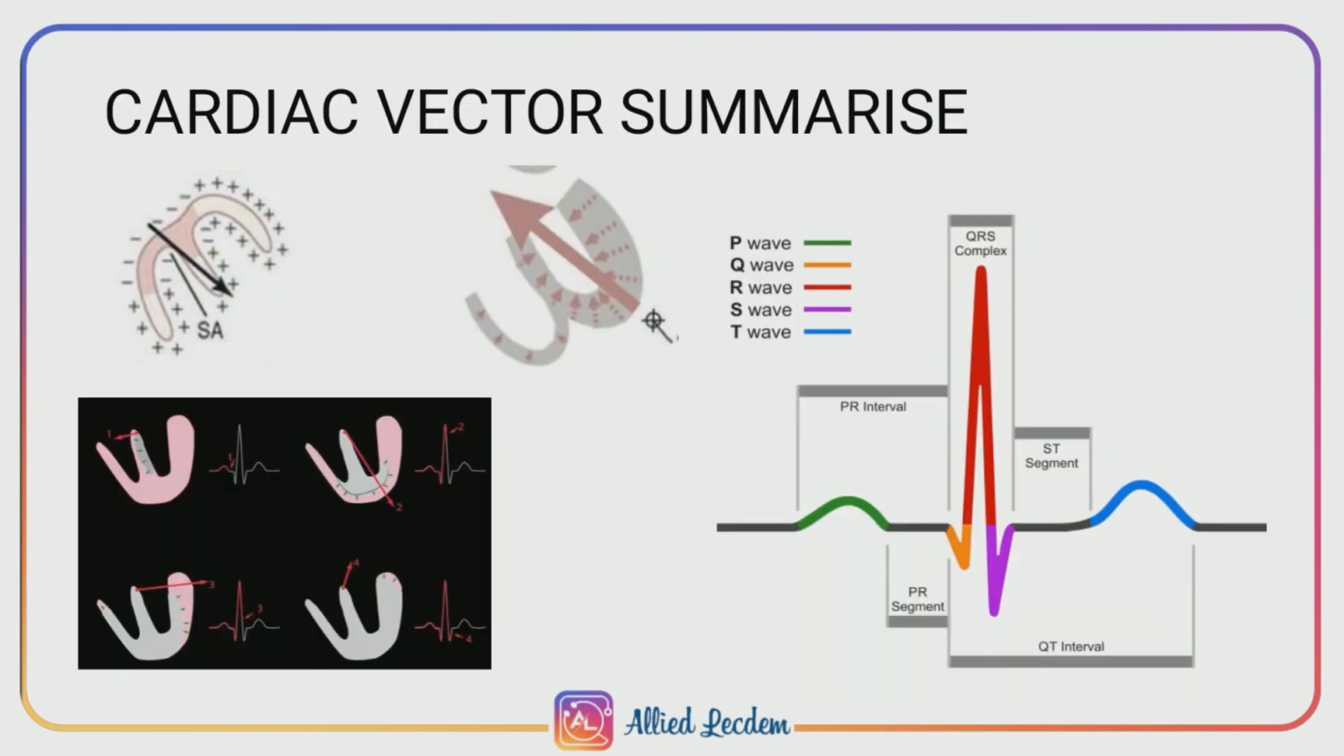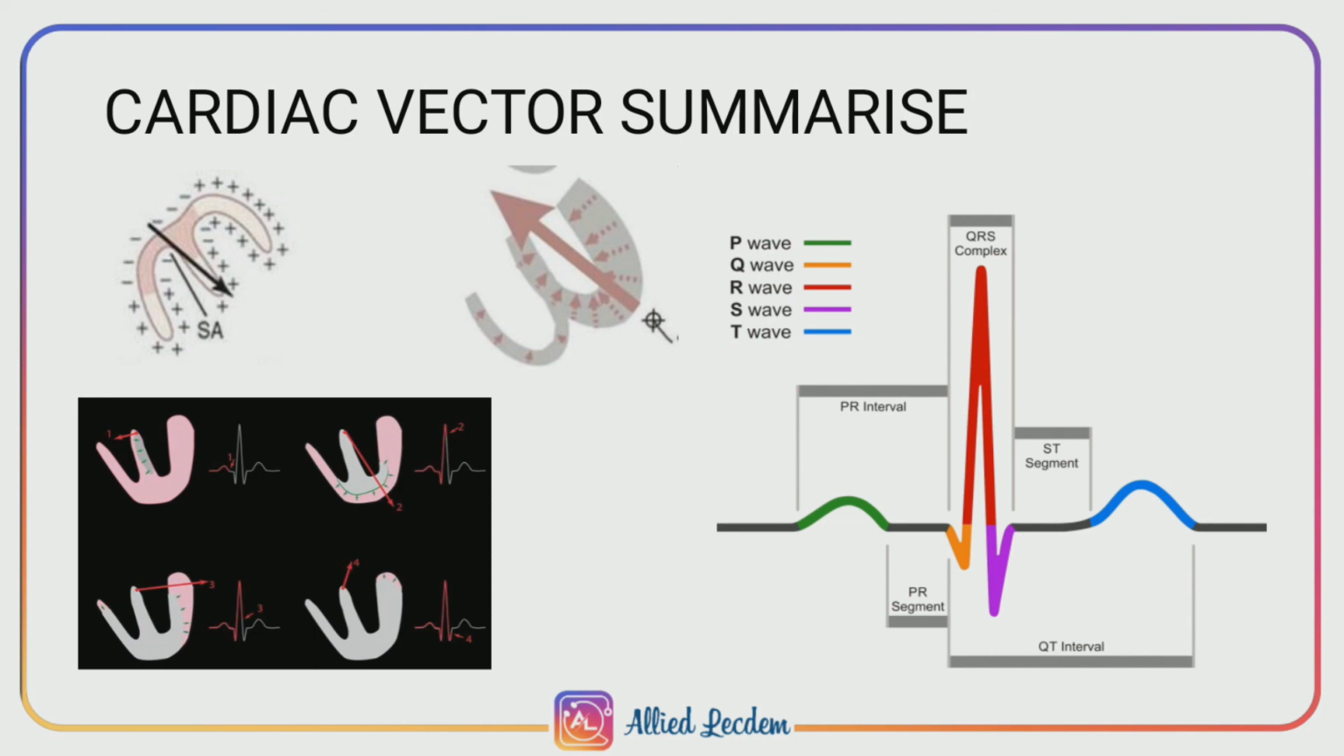Cardiac vector summary. In the SA node, the vector will be left downward, which results in the P wave as it moves towards the positive pole. In the AV node, the vector is neutral, so you can see the PR interval at the baseline.